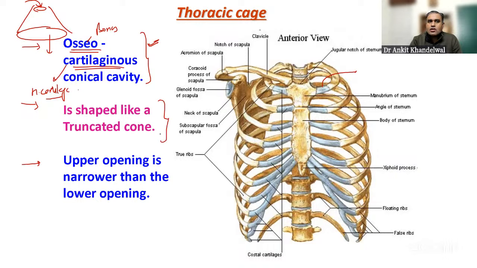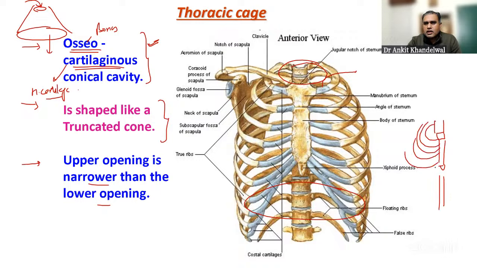It is shaped like a truncated cone, as I already described. The upper opening is narrower than the lower opening. This is the upper opening, and below this is the lower opening. Now sir, how to make it? It's very simple. You can start with drawing the sternum in front and a bit of the thoracic vertebrae behind, and then between them arrange a few of the ribs and the costal margin. Don't forget to draw this costal margin also. So you have a nutshell idea of how to make the thoracic cage in the exam hall. These few things you can start writing: it's an osteocartilaginous conical cavity with a truncated cone, and about the upper and the lower opening.